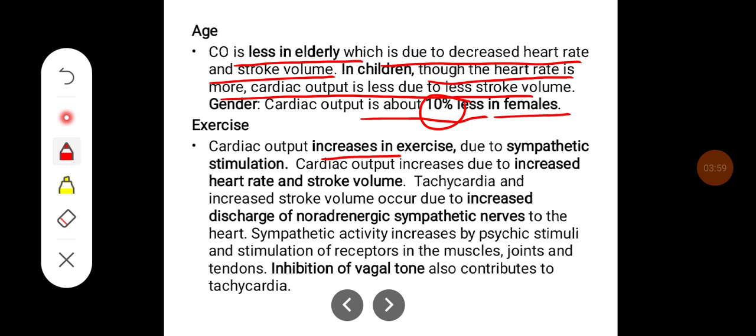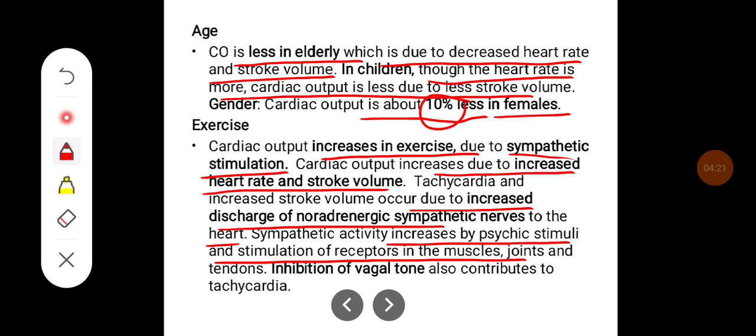Cardiac output increases in exercise due to the sympathetic stimulation. Cardiac output increases due to the increased heart rate and stroke volume. Tachycardia and increased stroke volume occur due to increased discharge of noradrenergic sympathetic nerves to the heart. Sympathetic activity increases by psychic stimuli and stimulation of receptors in the muscles, joints, and tendons. Inhibition of vagal tone also contributes to tachycardia.